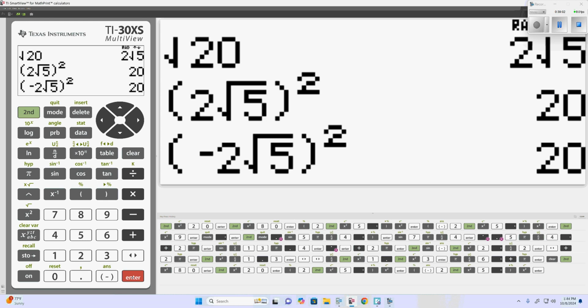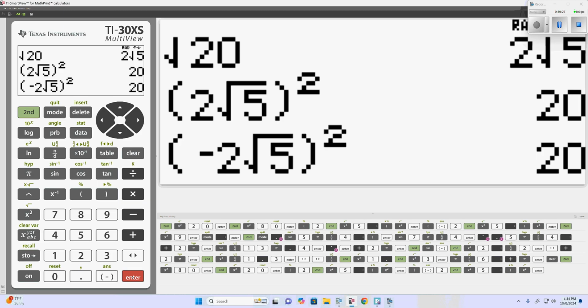And this is the same even with 9. The square root of 9 is 3, yes? Because 3 times 3 is 9. Negative 3 times negative 3, a negative times a negative makes a positive, and then 3 times 3 is 9. So if we had x squared equals 9, x would be positive or negative 3.